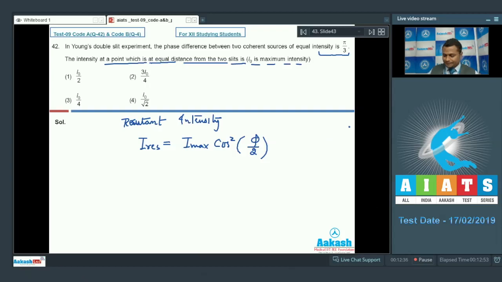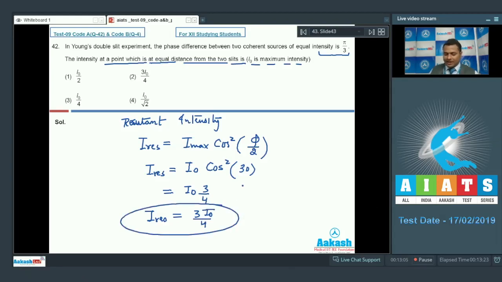where phi is the phase difference. Now in the question, maximum intensity is given, that is I0 cos square. Phi has the value pi by 3, that is 60 degree, and divided by 2 we get 30 degree. Cos 30 is root 3 by 2. If we square, we get 3 by 4. So the resultant intensity here will be 3I0 divided by 4. So this is our answer, and option number 2 is absolutely correct. So we will go with option number 2.